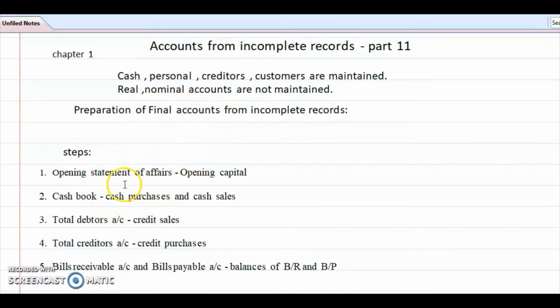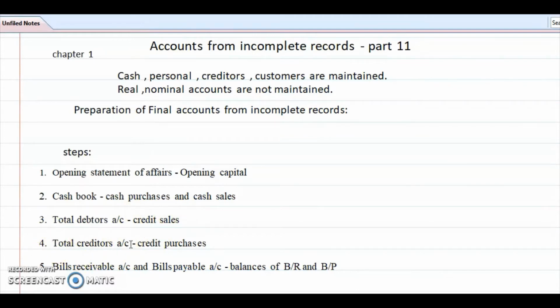Based on that we have to do the remaining accounts in order to find out the final accounts. So what accounts do we have to prepare? First, we prepare the opening statement of affairs in order to find out the opening capital. Second, we prepare the cash book, in order to find out the cash purchases and cash sales. Third, we prepare the total debtors account and total creditors account. Why the total debtors account? In order to find out the credit sales.